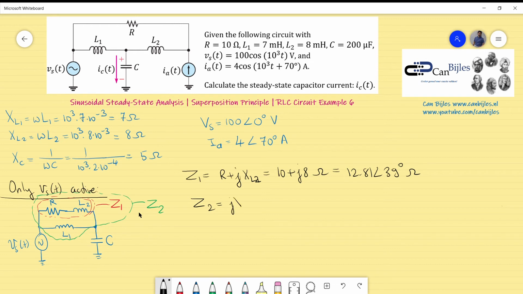If I now want to calculate Z2, this is just the parallel combination of jXL1 and Z1. That will result in jXL1 times Z1 divided by jXL1 plus Z1. That's the formula for the parallel combination of two components. Now, for this, it is better to use the rectangular representation, so I will use j times XL1, which was 8, times the 10 plus j.